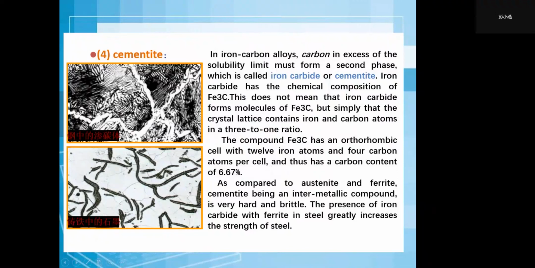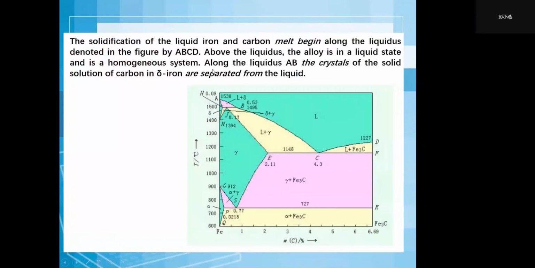The white part is cementite. As compared to austenite and ferrite, cementite, being an intermetallic compound, is very hard and brittle. The presence of iron carbide with ferrite in steel greatly increases the strength of steel.